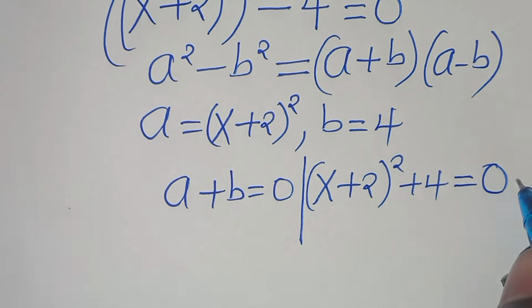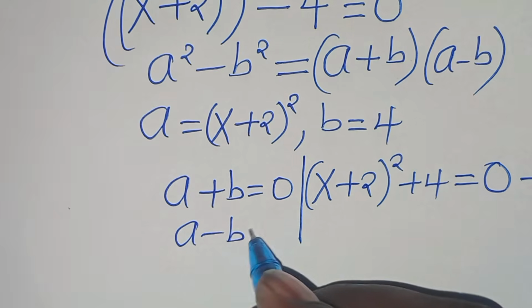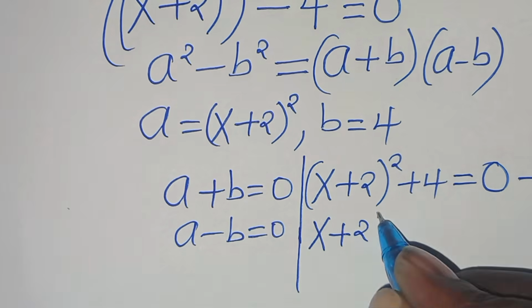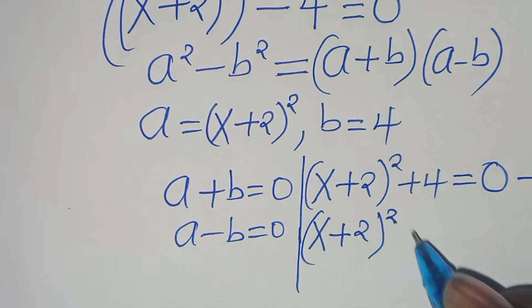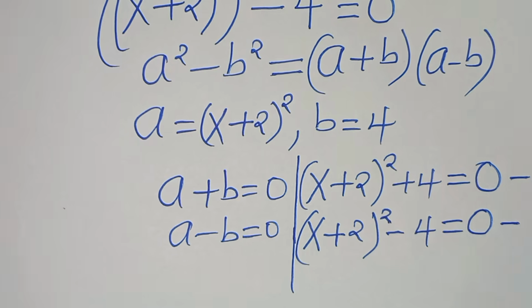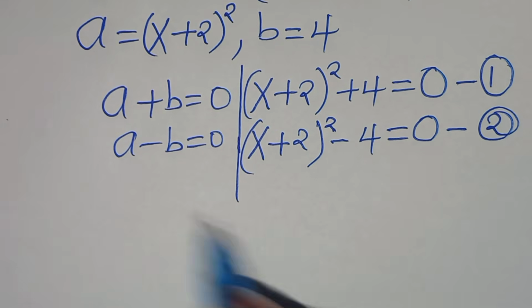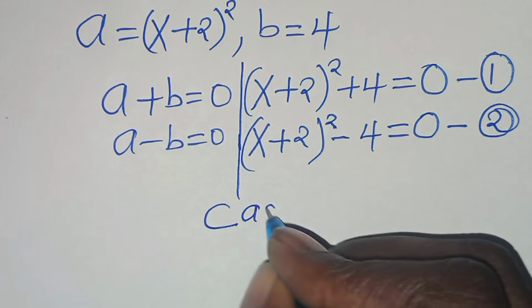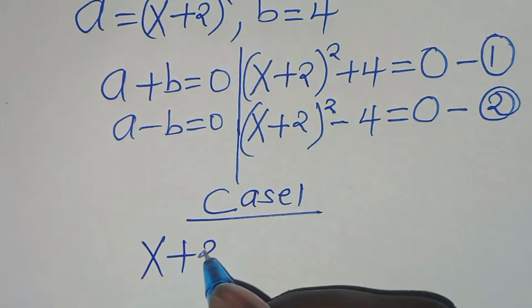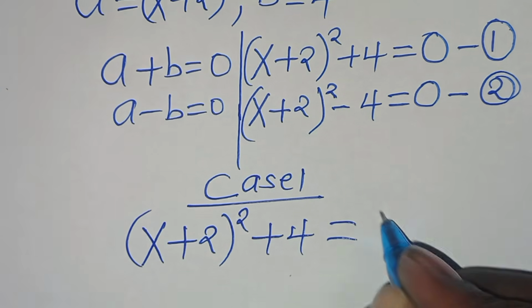Let's call this case 1. Then we have a - b = 0, which is the same thing as (x + 2)^2 - 4 = 0. Let's call this case 2. Now, let's start with case 1, which is (x + 2)^2 + 4 = 0.